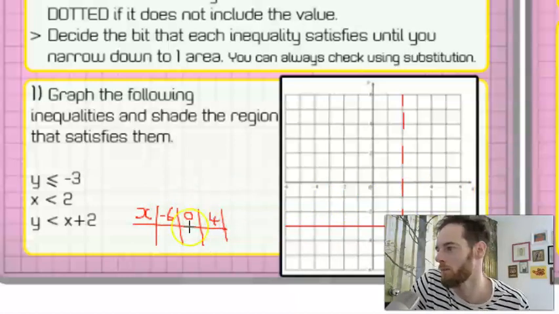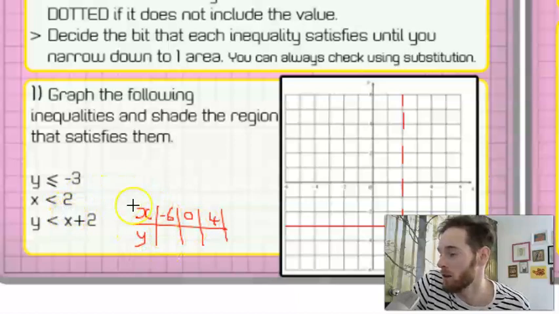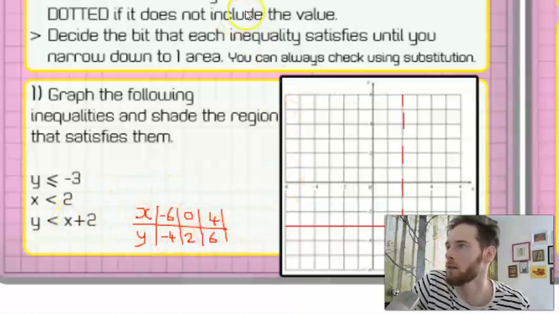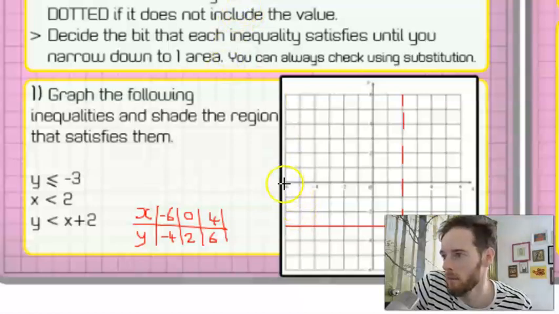So y is the value of, if -6 goes in, -6 plus 2 is -4. 0 goes in, that's going to give me the positive value of 2. And then 4 goes in, I'm going to get 6. Now what I'm going to do is plot those points.